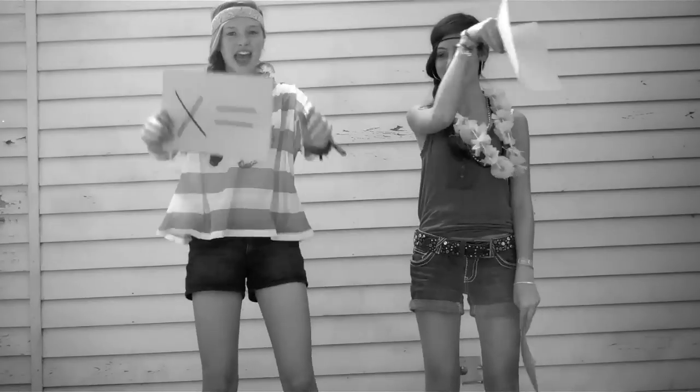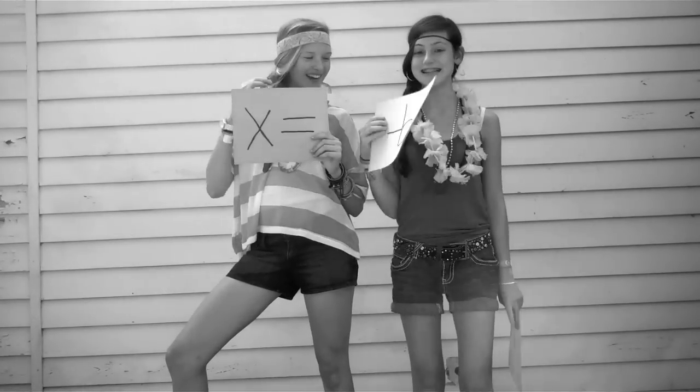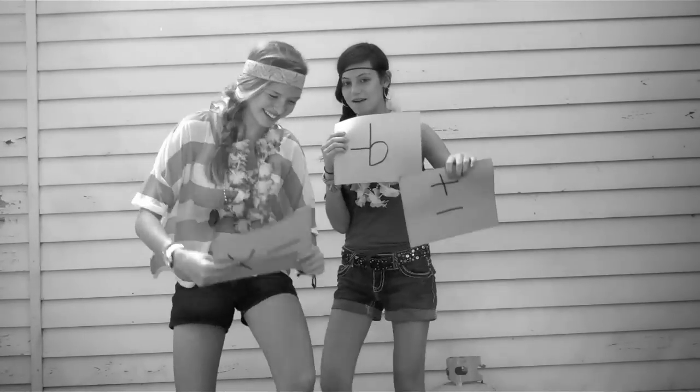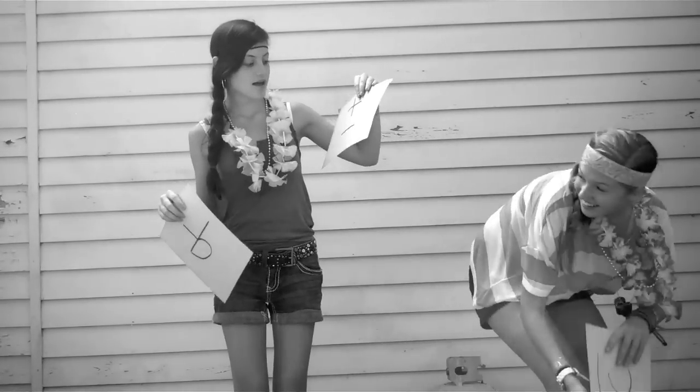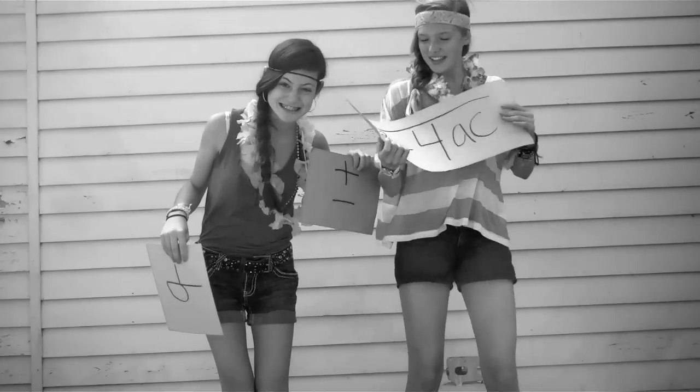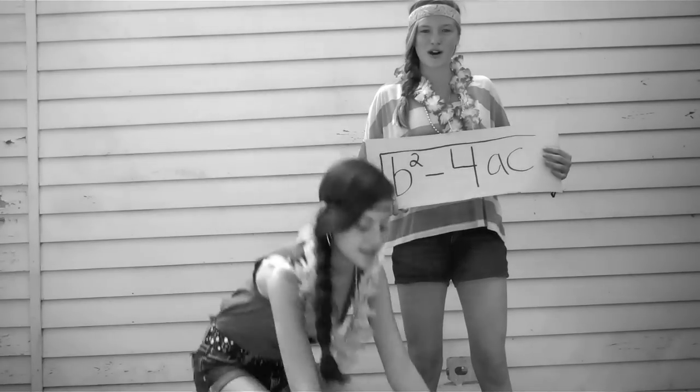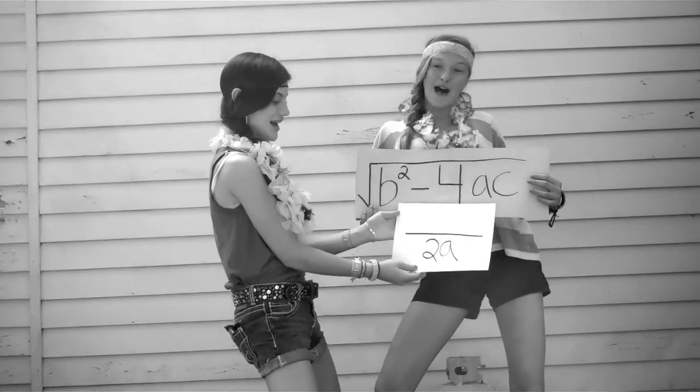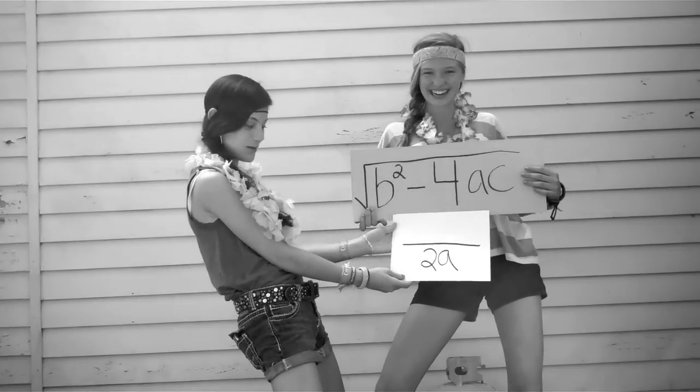Woo! Like I told you. X equals negative b plus or minus square root of b squared minus 4 times a times c all over, divided by 2 times a.